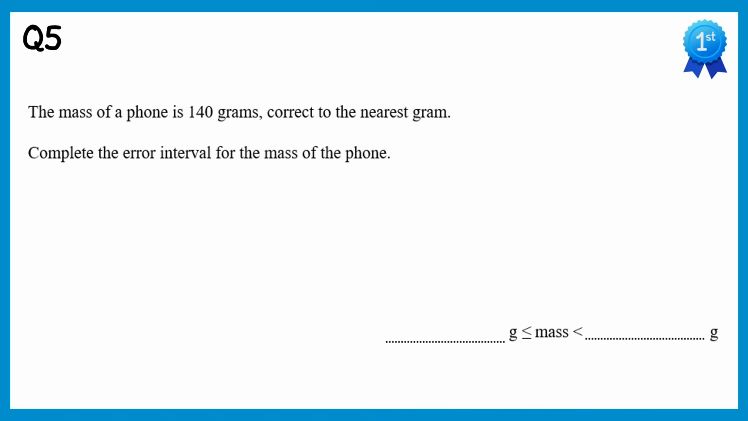For this question, we need to write an error interval for the number 140 grams, rounded to the nearest gram. To do this, I like to draw out a number line. I'll place the number from the question in the centre, so that's 140 grams, and then we need to consider what goes at either end.